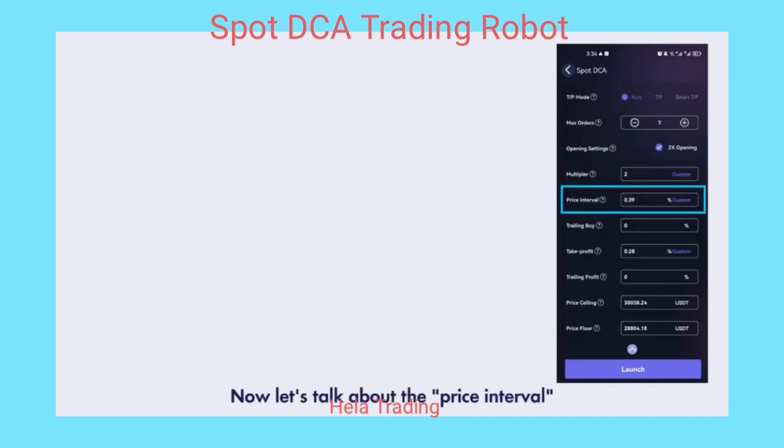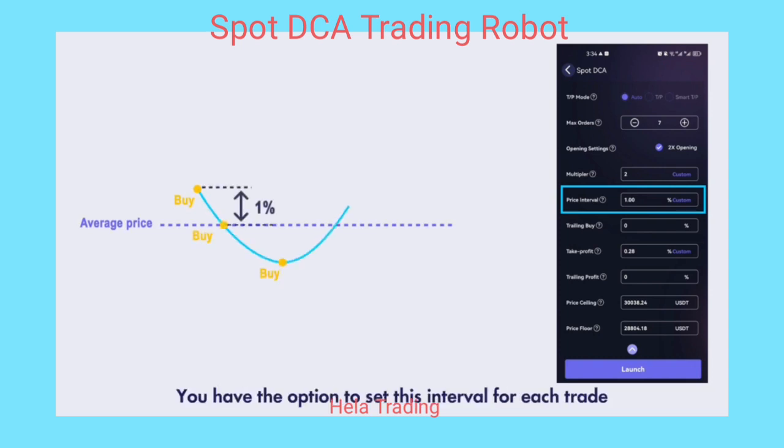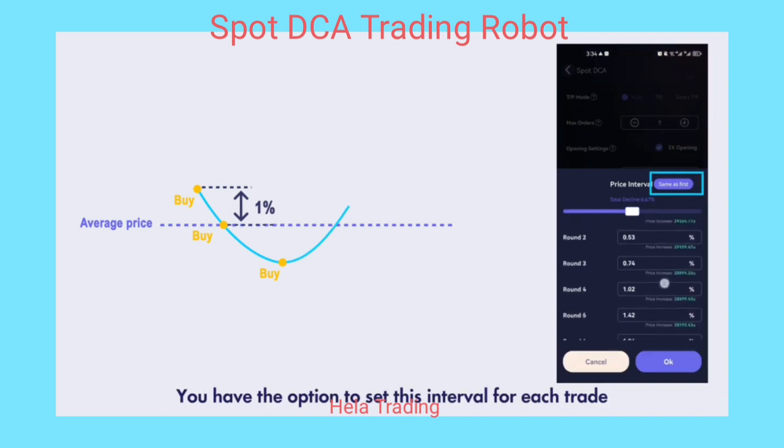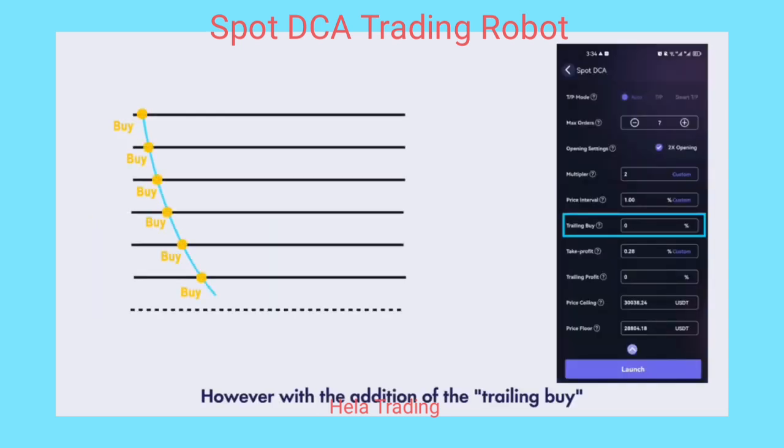Now, let's talk about the price interval, for example, set at 1%. It will increase the first position when the opening price drops by 1%. You have the option to set this interval for each trade, or follow the same interval for all subsequent trades as the first one. However, with the addition of the trailing buy, even when the price interval is met, the robot won't immediately increase a position.